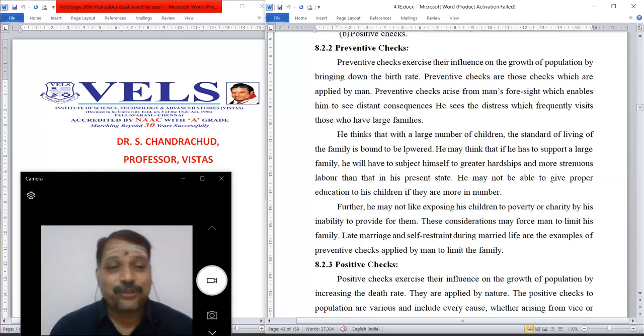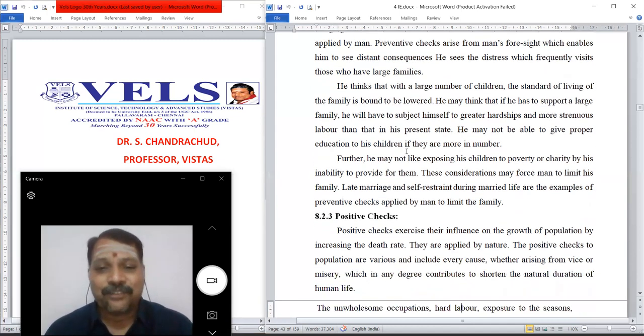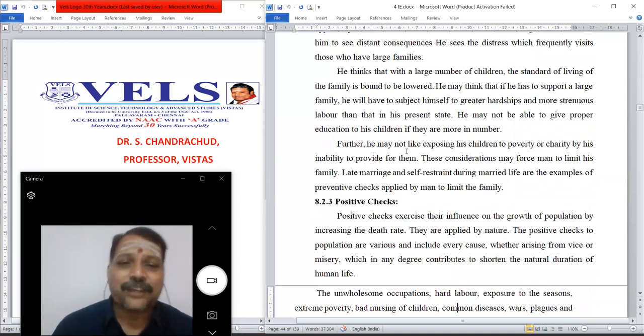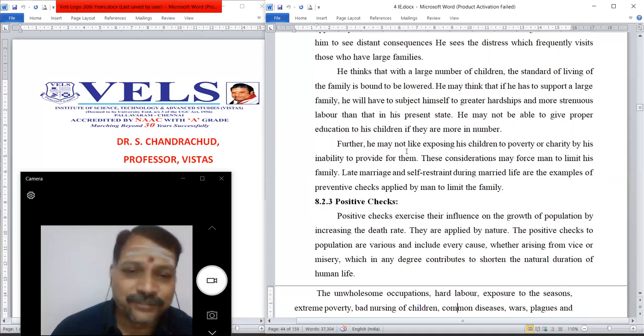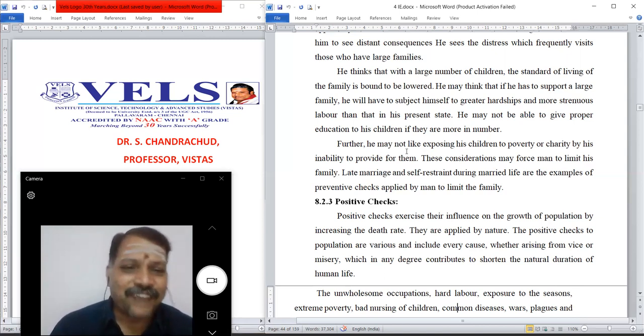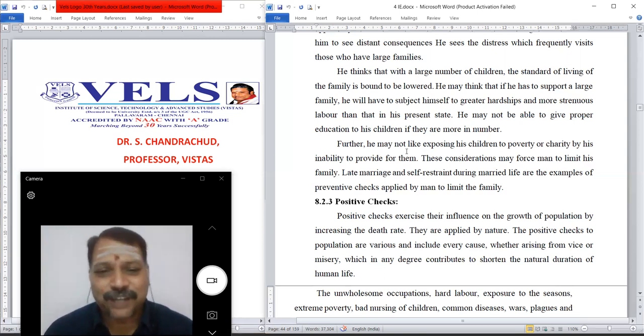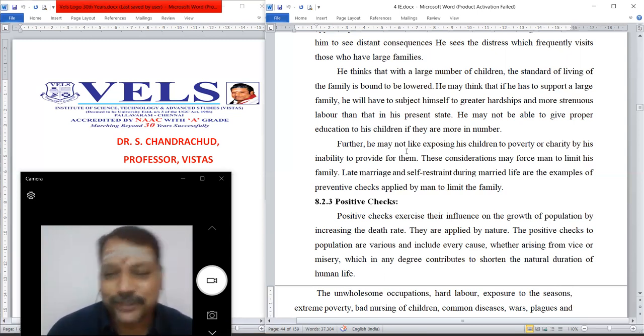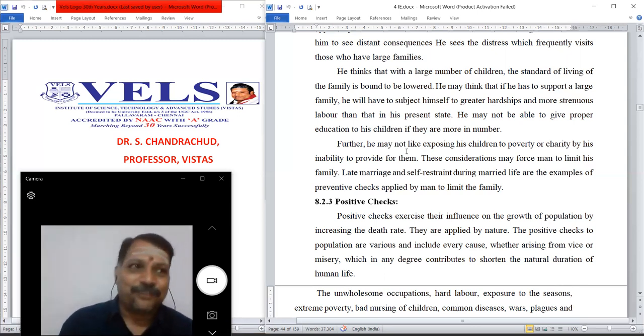He may not be able to give proper education to the children if they are more in number. Further, he may not like to expose the children to poverty or charity by his inability to provide for them. These considerations may force a man to limit his family. Late marriages and self-dependency during married life are examples of preventive checks applied by man to limit the family. So this is the first part. If man thinks of limiting himself, then there is a possibility of reducing the population.